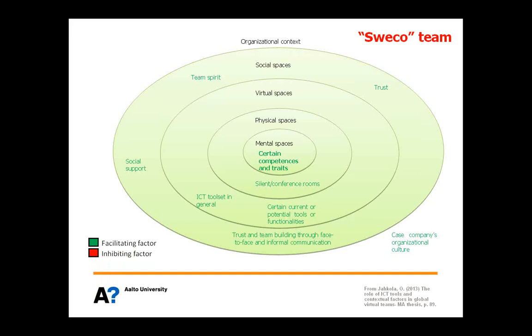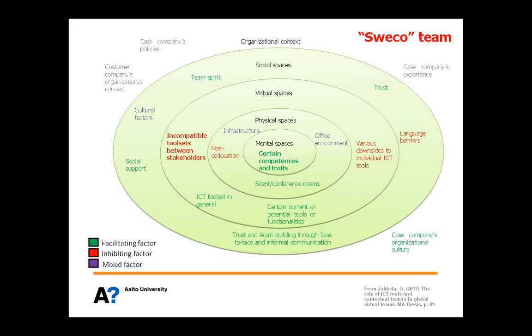Inhibiting factors. The main one was the incompatible toolset between stakeholders, and some others as well, like in social space, language barriers, Indians understanding Swedish and Swedish understanding Indians when talking about joint work. As well, we found a kind of mixed factor, which means that there were both strengths and weaknesses in these issues. The main controversial factor is the company policy, because there are always some small strengths but also a lot of weaknesses at the policy level of the company.